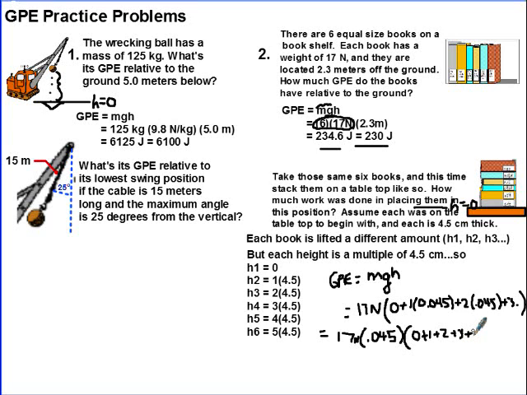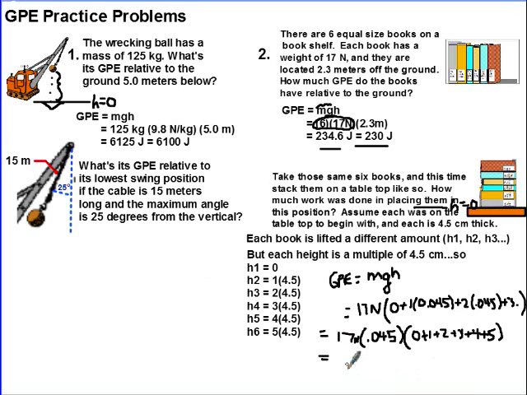plus 4. And you can see based on my little summation over here that I have to go all the way to plus 5. And so now what I get is just a way of computing the total amount of gravitational potential energy, or in this case the total amount of work done to place all of those books into position.